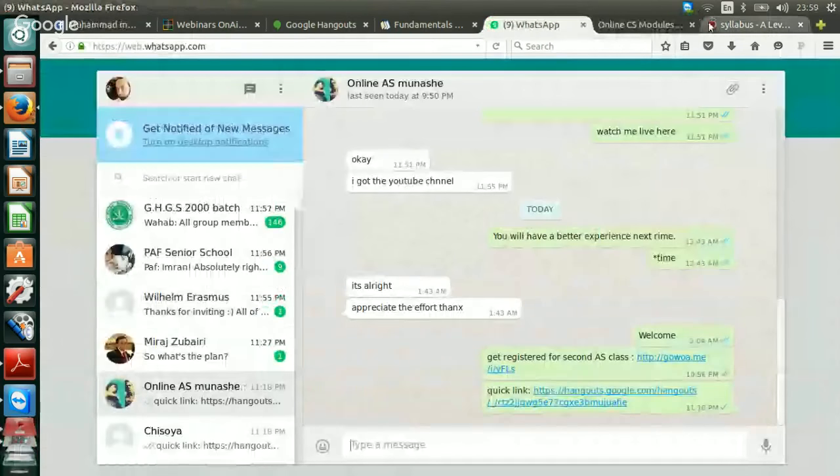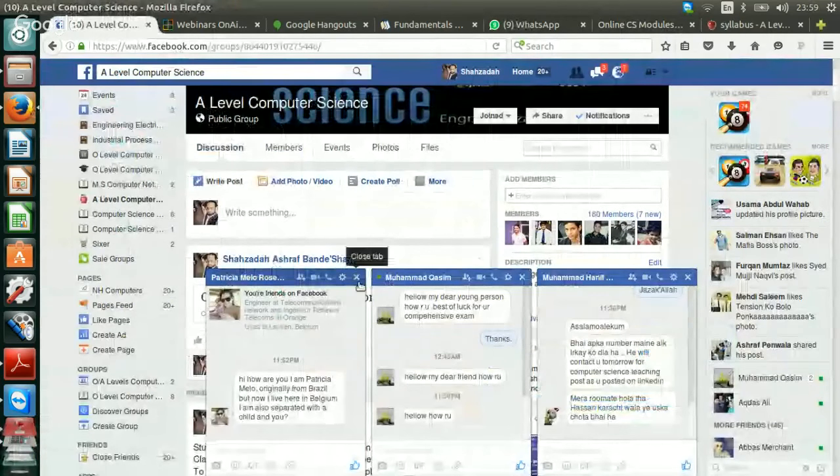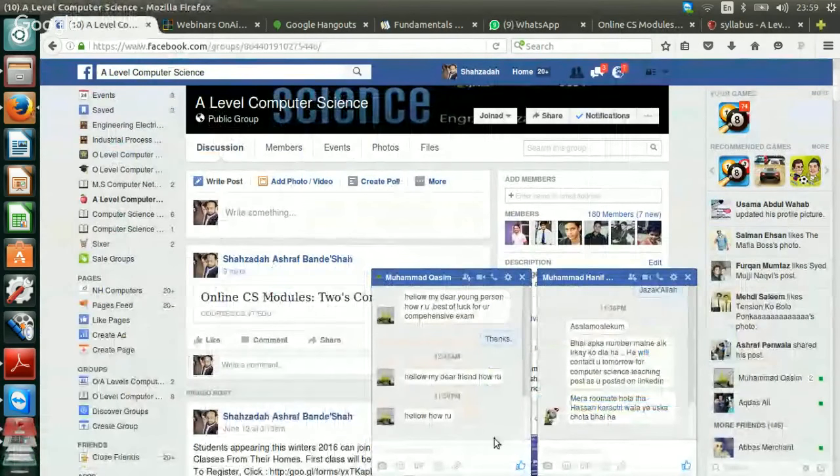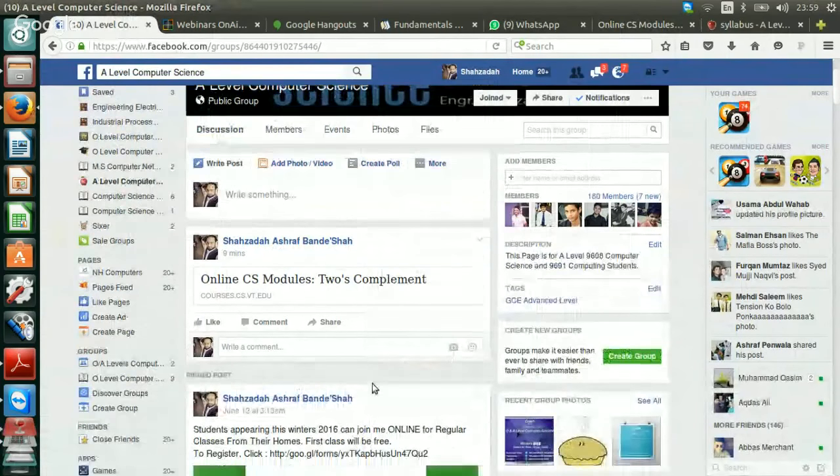No, everybody is good with that. On WhatsApp, on Facebook, we have lots of messages, but all are non-concerning messages, not from the class.